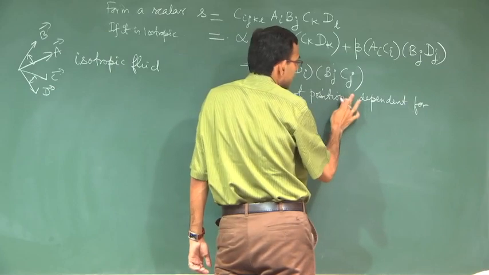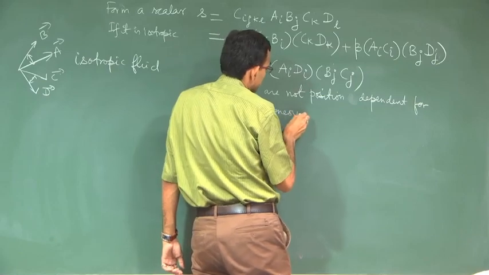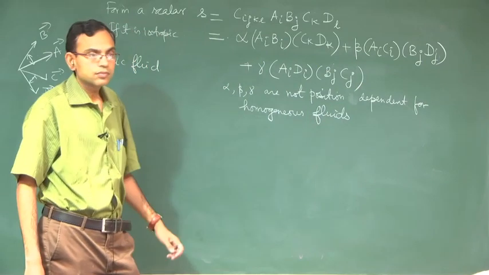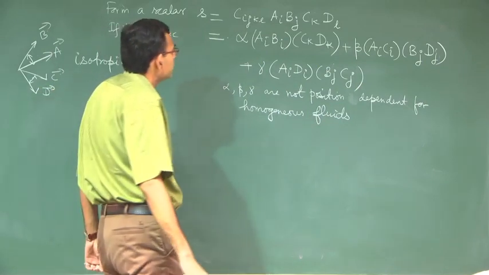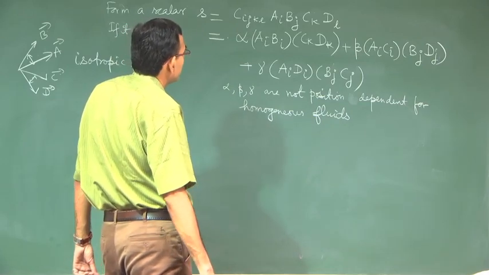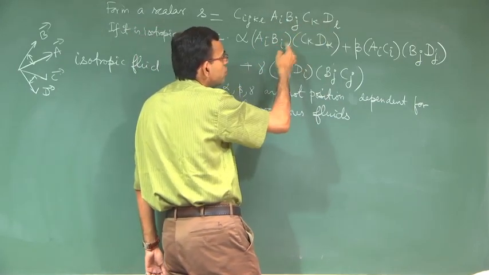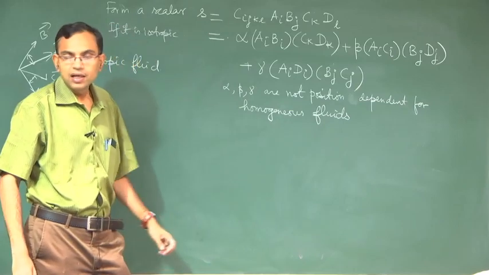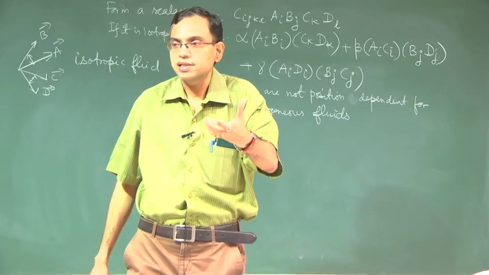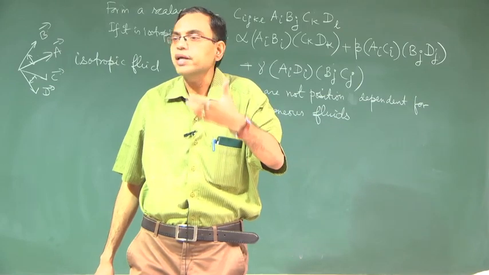Not position dependent, rather for homogeneous fluids. So then we will do a little bit of manipulation. We want to write this like Ai, Bj, Ck, Dl. So we want to switch indices, and there is a very well known friend which helps us to switch indices, and that in Cartesian index notation is known as the Kronecker delta.